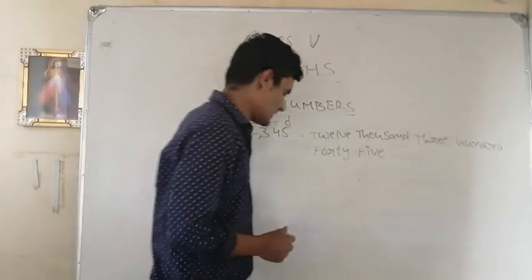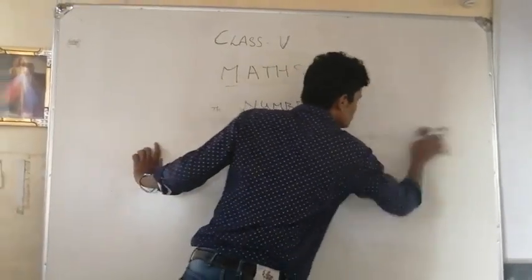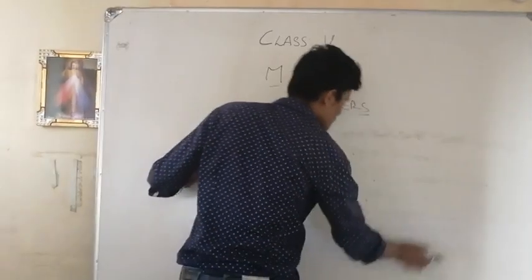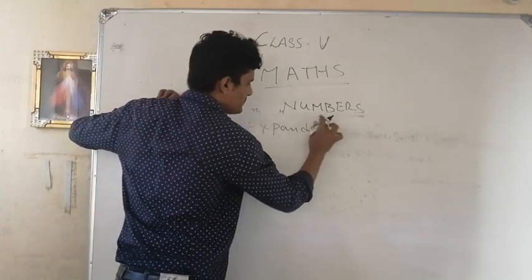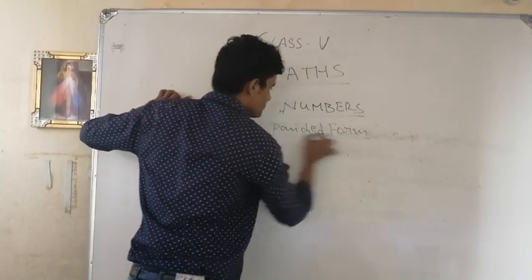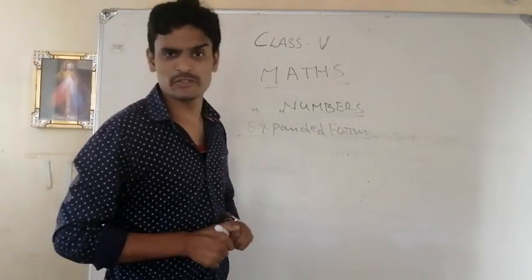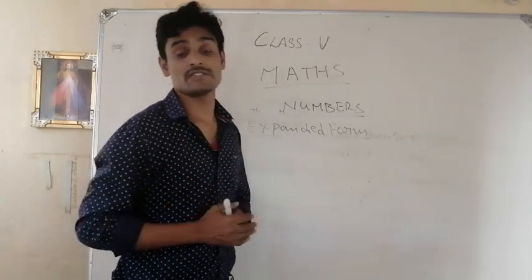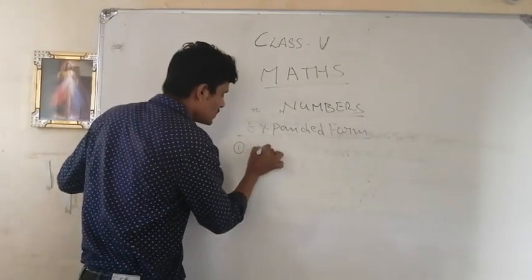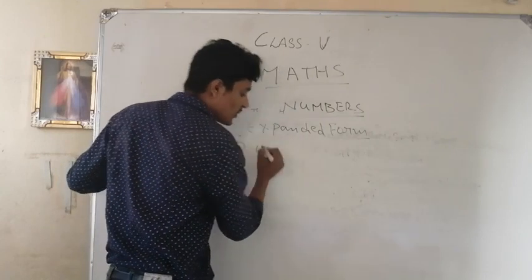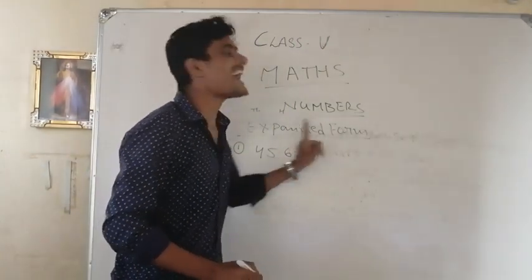Okay, children? So now I am going to take up the next topic, which is expanded form. The next topic is expanded form. So what is the expanded form? We have already learned about this topic in 4th class, and also in 3rd class. So you know all these numbers. Now look here, what number has been given? 45,678. So how do we write this number in expanded form?